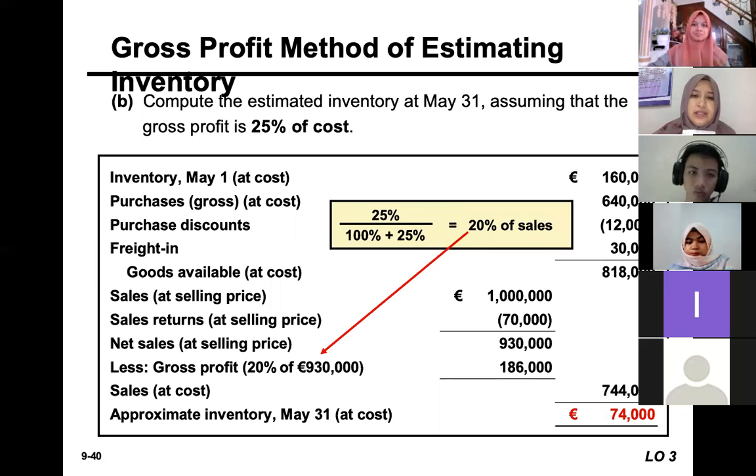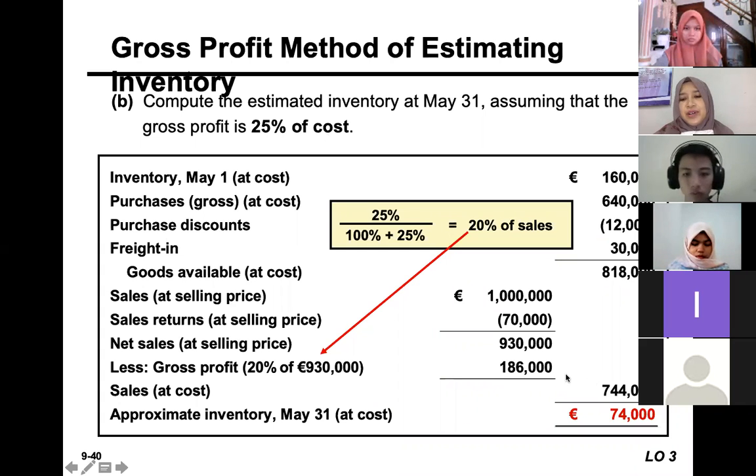Okay, let's say it doesn't give us the information on gross profit on sales, but it gives us gross profit on cost. Okay, it says 25% on cost. And we do not know the cost of goods sold. Here, the 744,000 is supposed to be unknown yet.